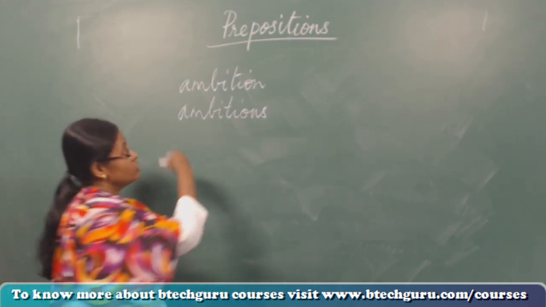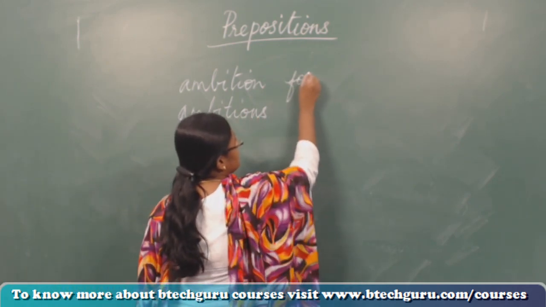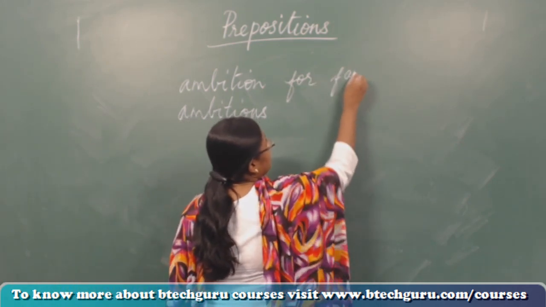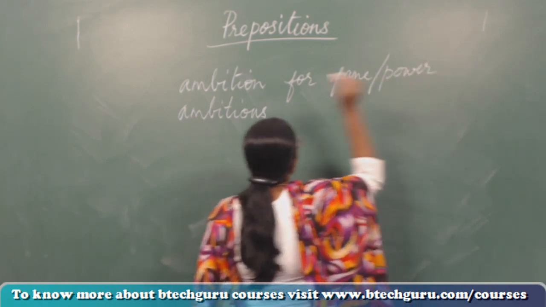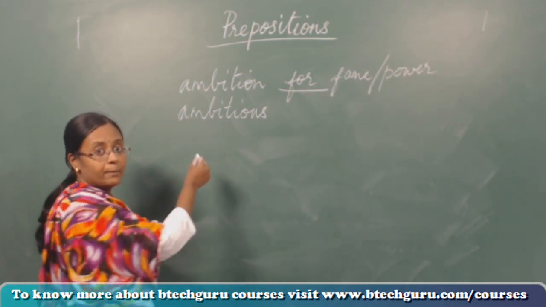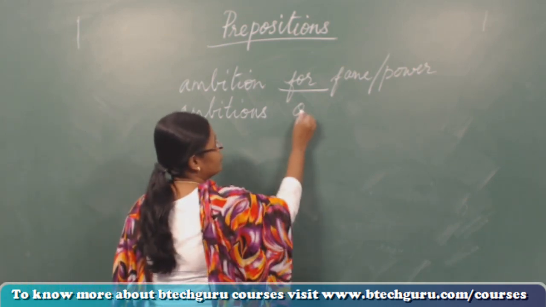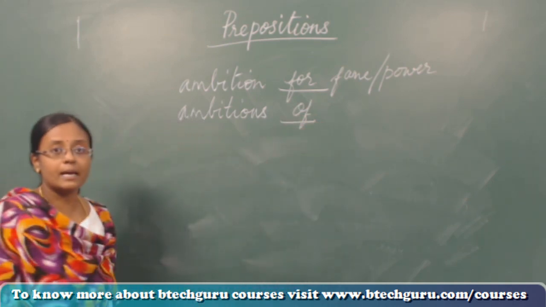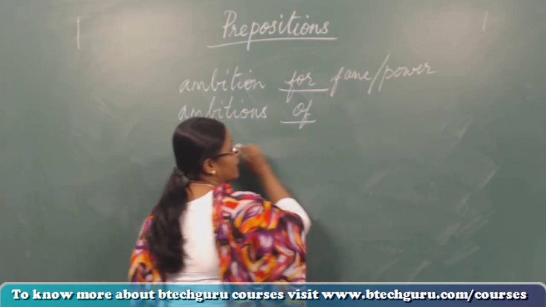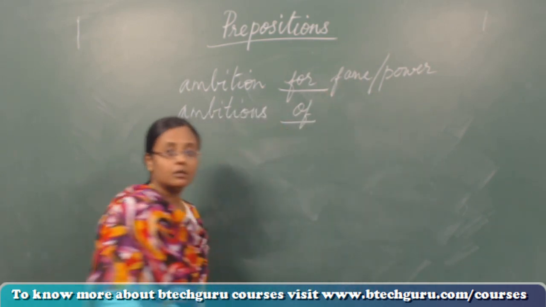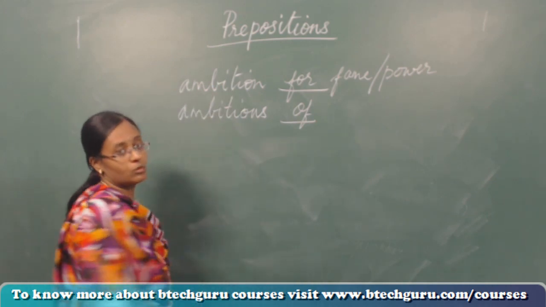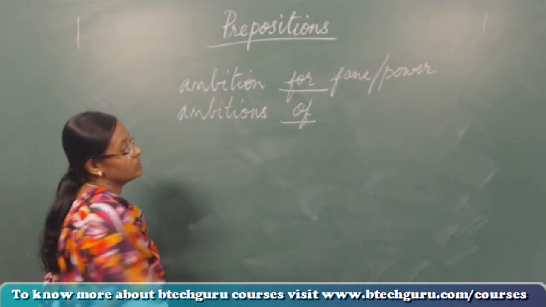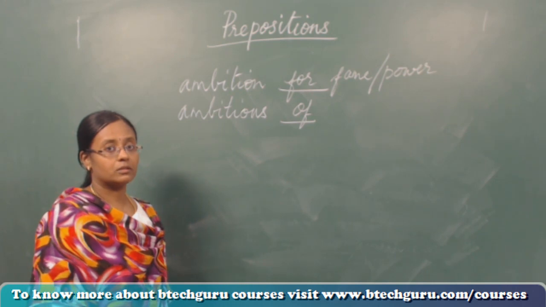He has a great ambition for something, for fame, or power, or wealth, whatever. But when you use ambitious, it is "of". He is ambitious of fame, ambitious of power, ambitious of wealth, right? So when the form changes, the preposition also changes.